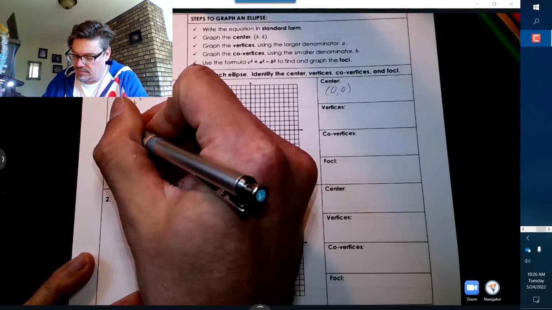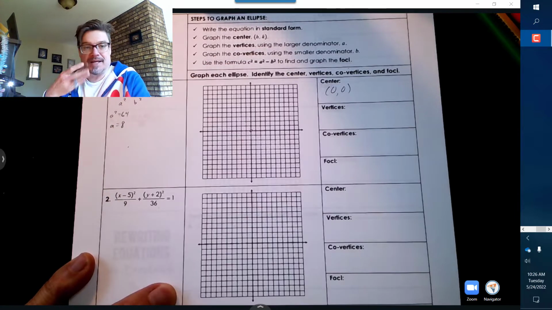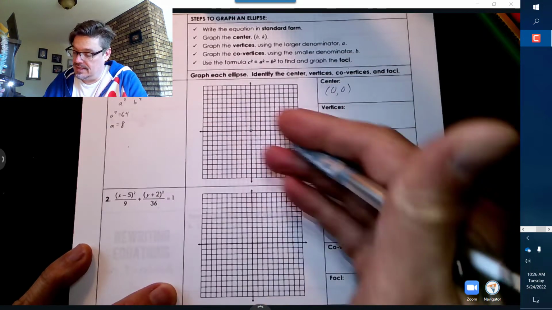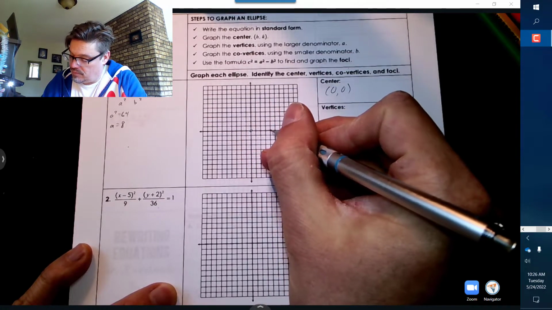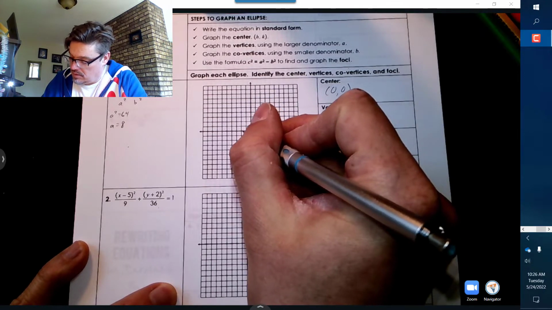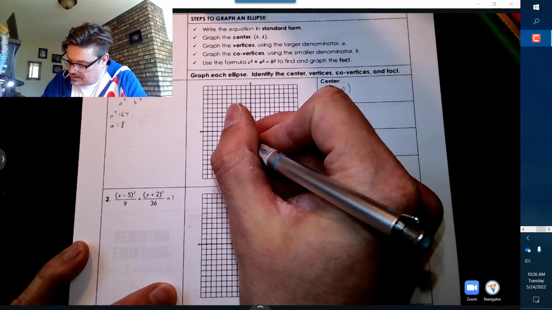You won't have to do this ever again. I just want to show you that. You're taking the square root of these values below the coordinates. And so 1, 2, 3, 4, 5, 6, 7, 8, and then 8 this way. 1, 2, 3, 4, 5, 6, 7, 8.